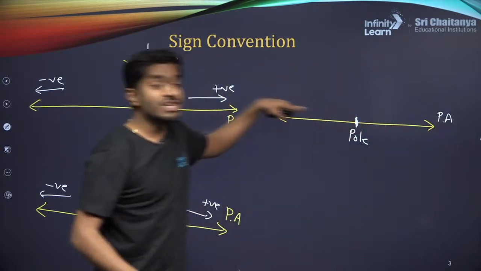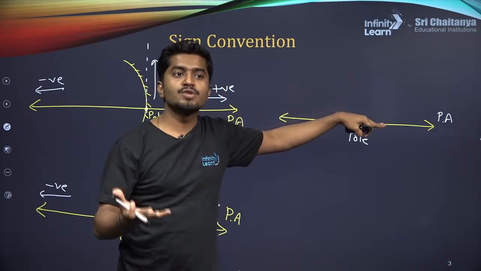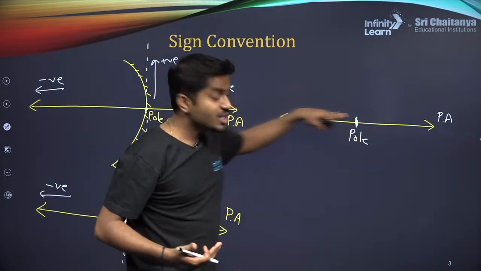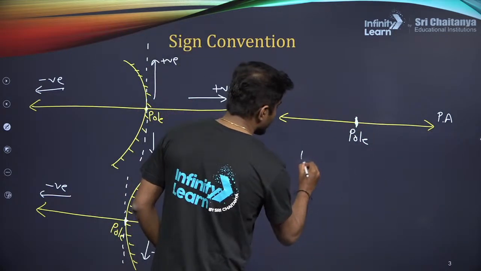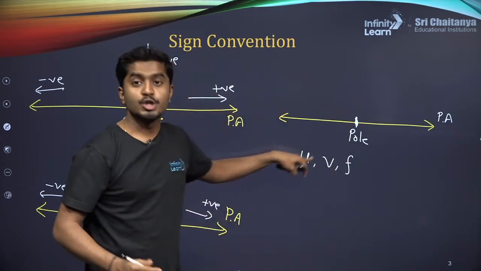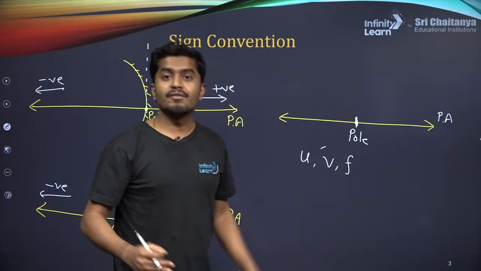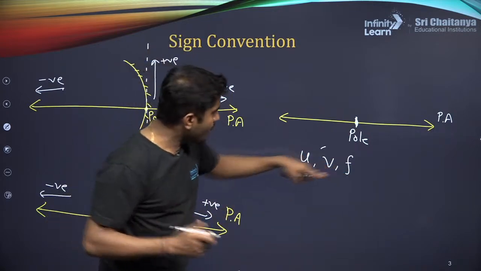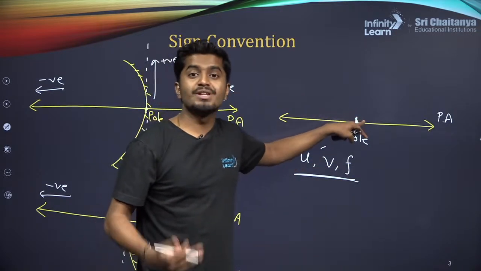So what do you measure along the principal axis? What properties or physical quantities do you measure along the principal axis? There are three properties, that is u, v and f. What is u? u is the object distance, v is the image distance, f is the focal length. And all these quantities you measure from the pole, because the pole is the center.